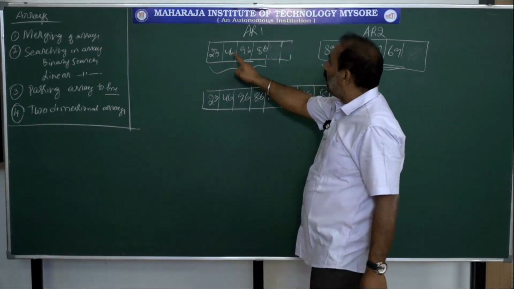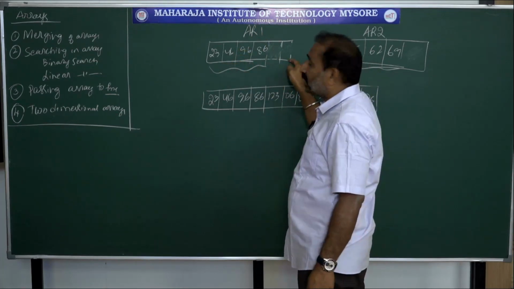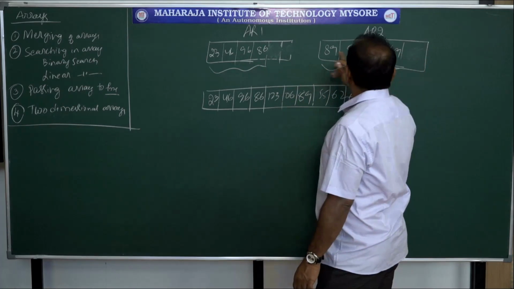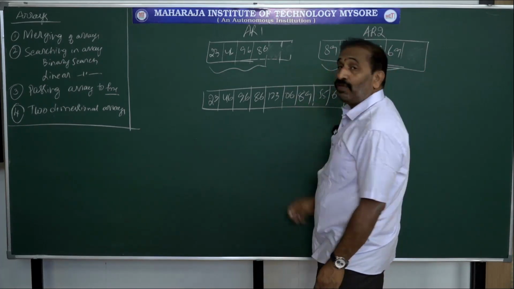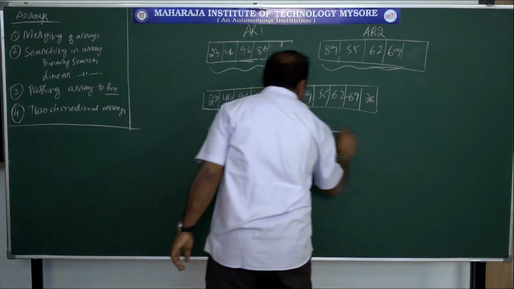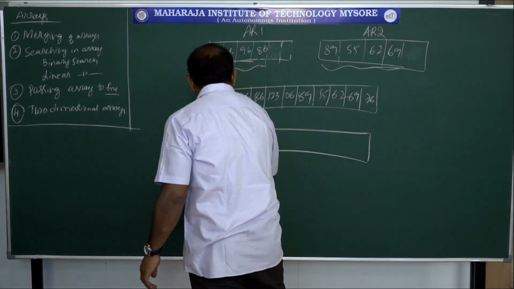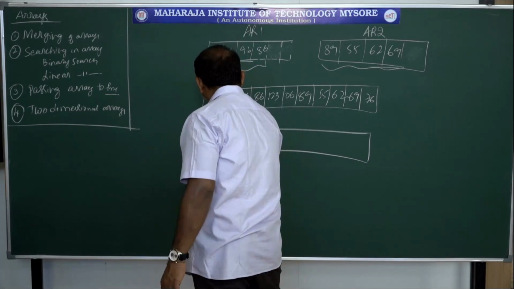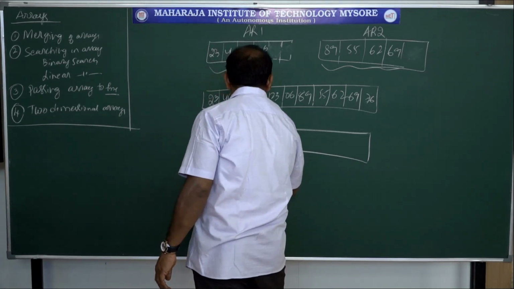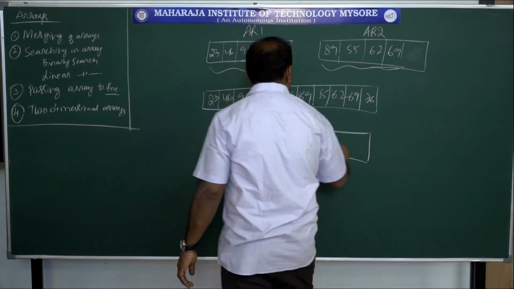Say in this case, say I have here array 1 of size 6, but there are 4 elements. Array 2 of size 5, but length of the array is 4. There are only 4 elements. Then merging of array should be like this: 23, 46, 96, 86.